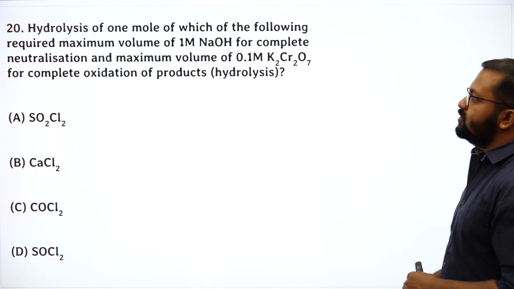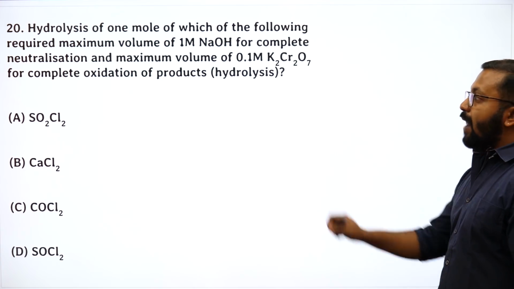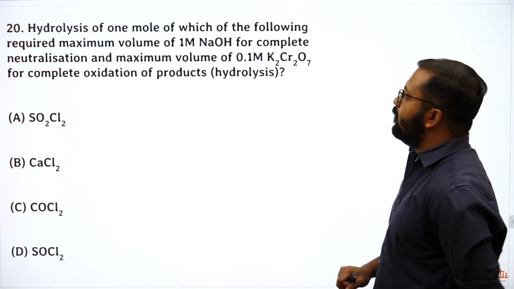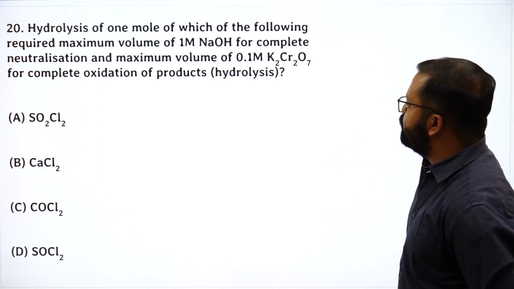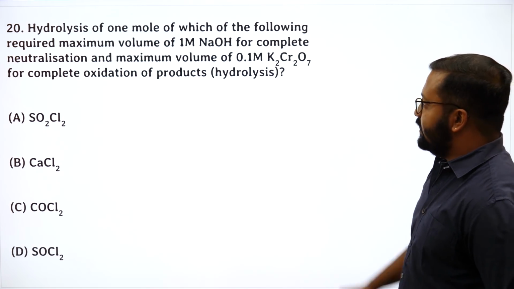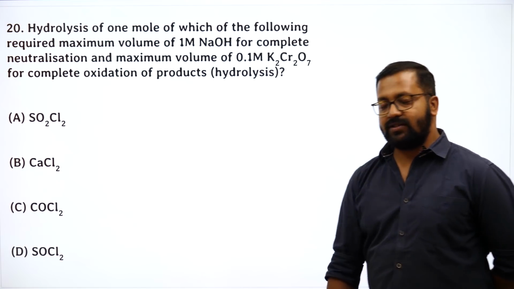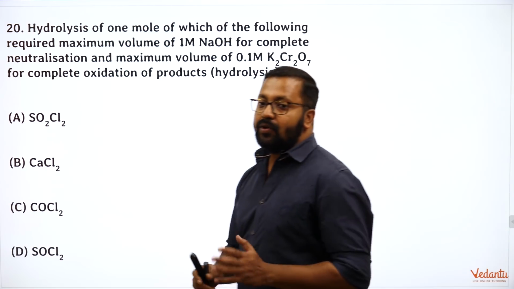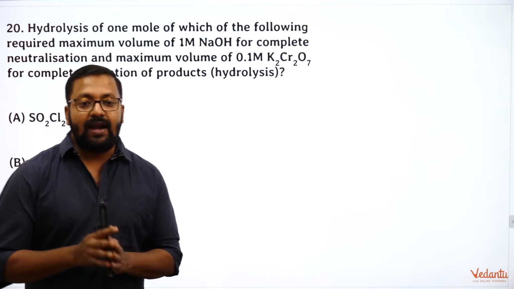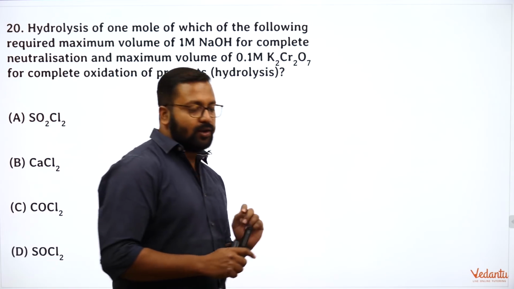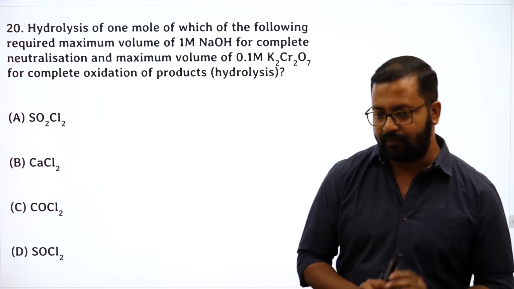Hydrolysis of 1 mole of which of the following requires maximum volume of 1 M NaOH for complete neutralization and maximum volume of 0.1 M dichromate for complete oxidation? So it's a very beautiful question. A lot of the students, I'm pretty sure, would end up making a mistake, and this is where we need to know what is going to happen.